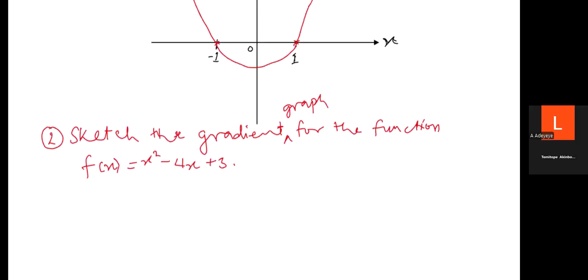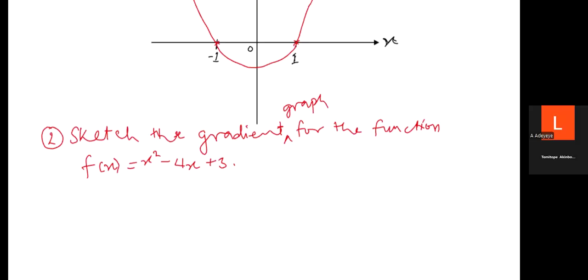Is that correct? How does the graph look? It's above the x-axis. Is it a curve? It's a curve. Are you sure? Are you sure it's going to be a curve?